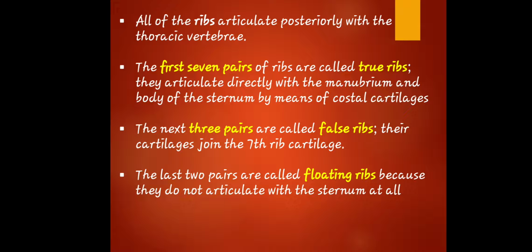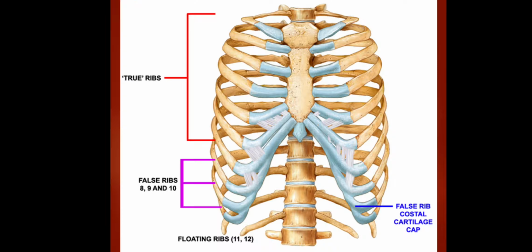So in true ribs, there is 1 to 7. From your first rib to 7, those are your true ribs. While 8 to 12, those are your false ribs. While the floating ribs are the last 2 pairs, 11 and 12. Okay? So that's it. If you have questions or clarifications, you can leave them in the GC.